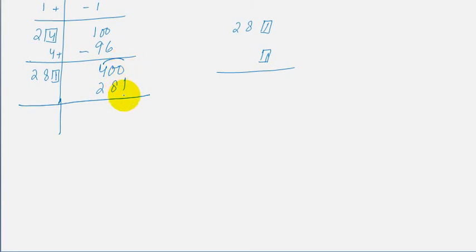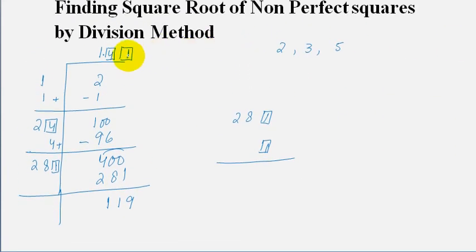Now it becomes 10, 10 minus 1 is 9, and 9 minus 8 is 1, and 3 minus 2 is 1, so we get 119. So next step, we add 1 to this number, 281 plus 1, so we get 282. Now we have to choose a number for this position and this position. This number is greater than 119, so we put 2 0 here, 11,900. Now we have to choose a number for this position and this position.